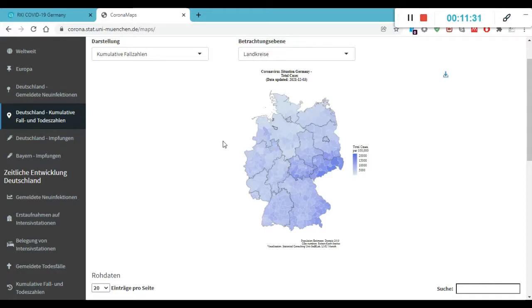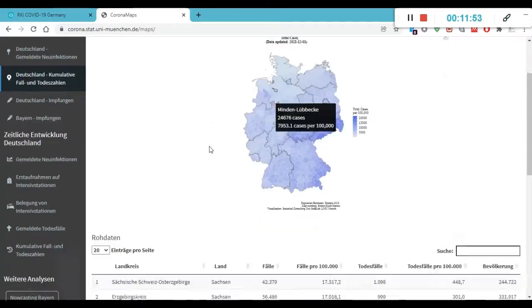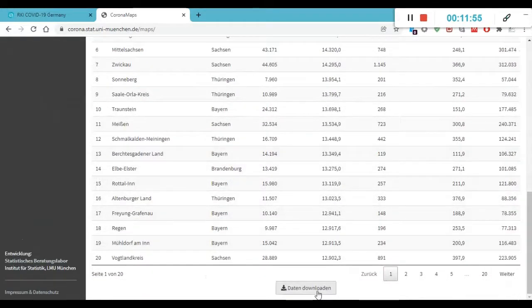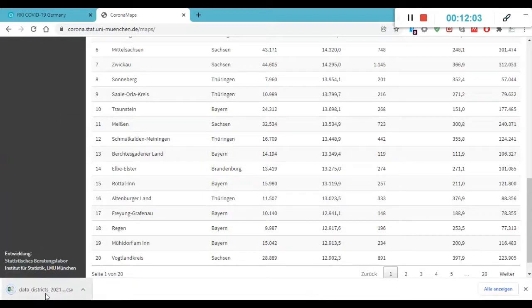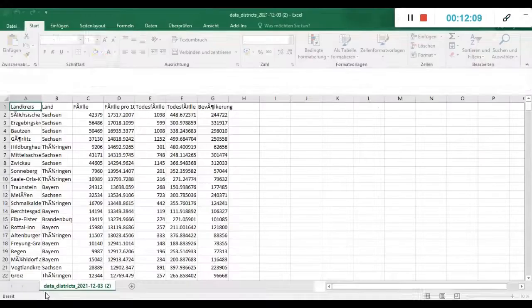So back to our hypothesis, we need data on both the number of vaccinations per 100,000 for different regions, and on the number of infections, and even more importantly, deaths. So basically, I opened this website, and if you scroll to the bottom of it, there's an option to download data. I just clicked on download data, and it downloads as a CSV file that you can open in Excel.